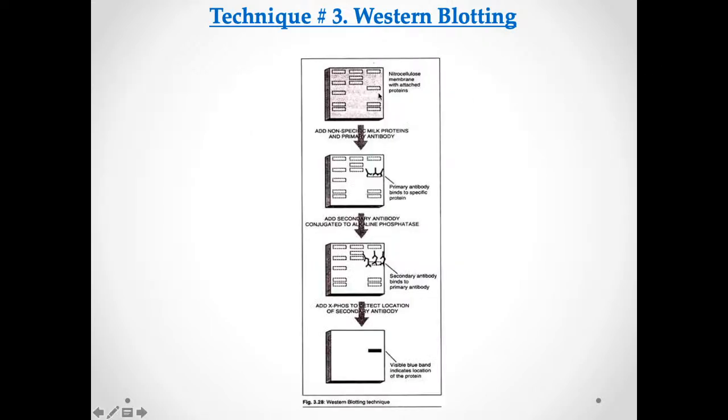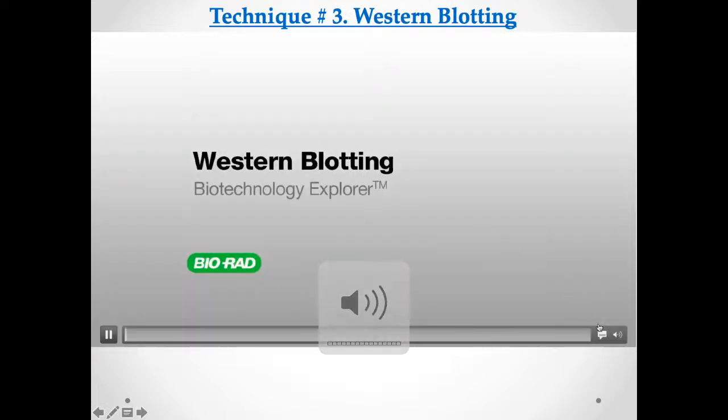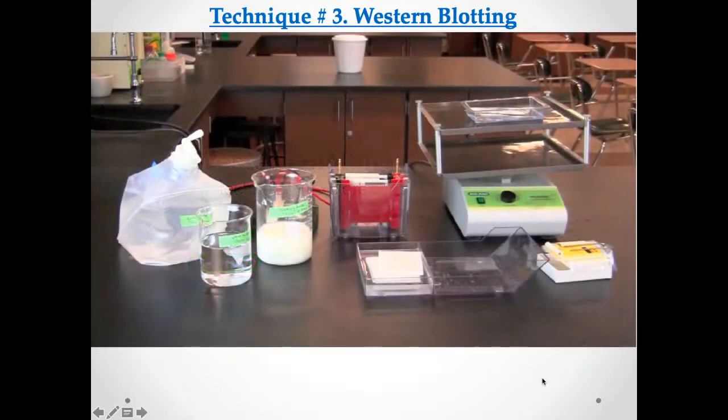So here our nitrocellulose membrane has various protein bands, and then the primary antibody, then the secondary antibody, and then with X-ray film or chemiluminescence we can detect a specific protein. So let's see how Western blotting is done as a technique. In this video, you will learn how to perform a Western blot. A Western blot can be used to identify specific proteins in a sample and provide information about the protein size and relative abundance in the sample.